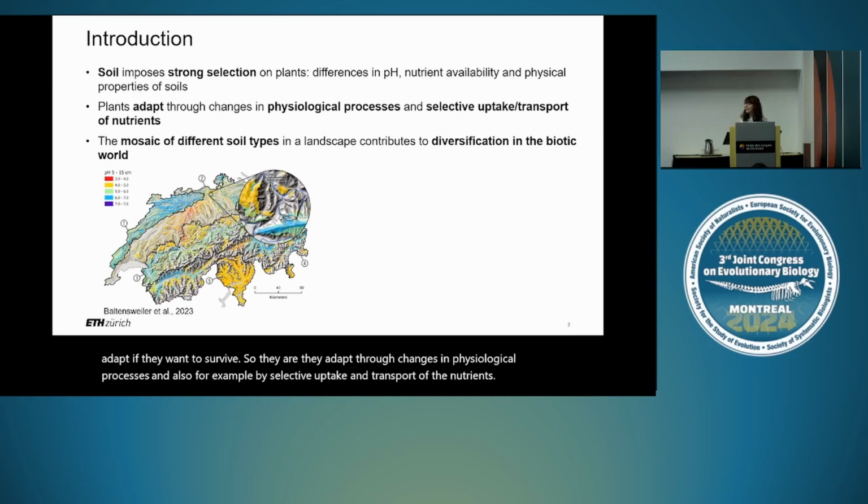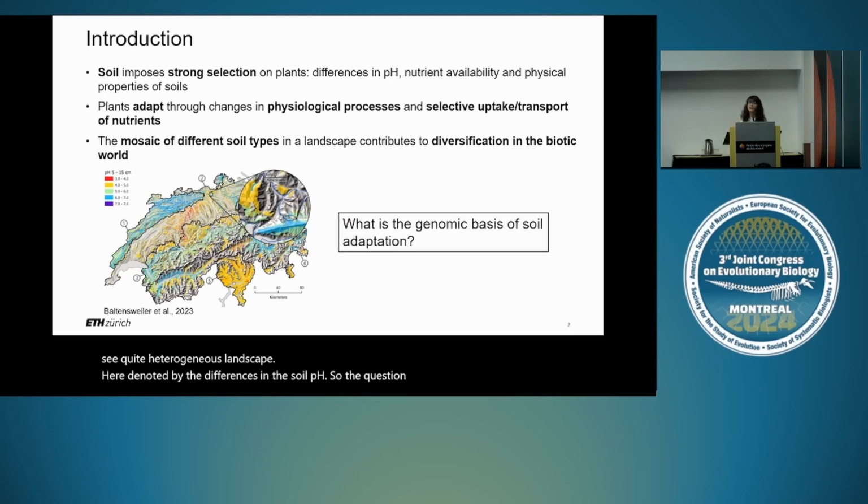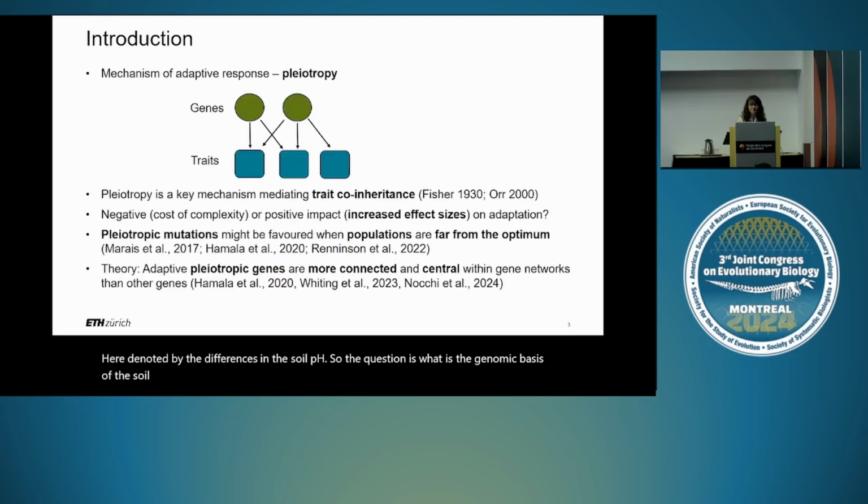And importantly, the mosaic of the different soil types in the landscape contributes to the diversification in the biotic world. Here I just pick an example from a small region in Central Europe, from the European Alps. Even on a small scale of a few kilometers, you can see a quite heterogeneous landscape, denoted by the differences in the soil pH. So the question is, what is the genomic basis of the soil adaptation?